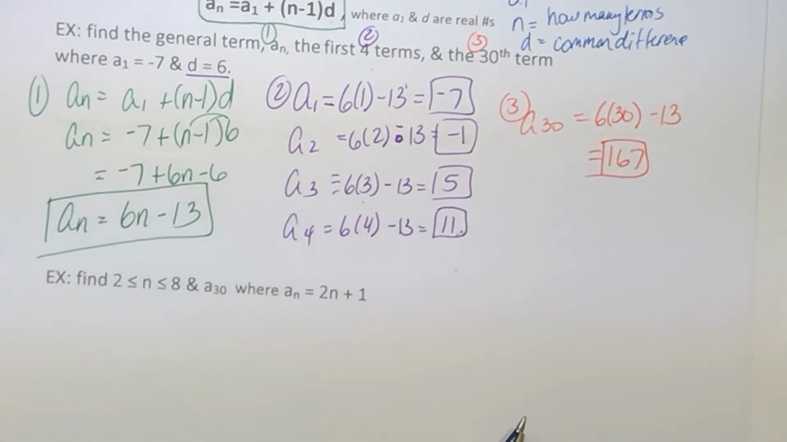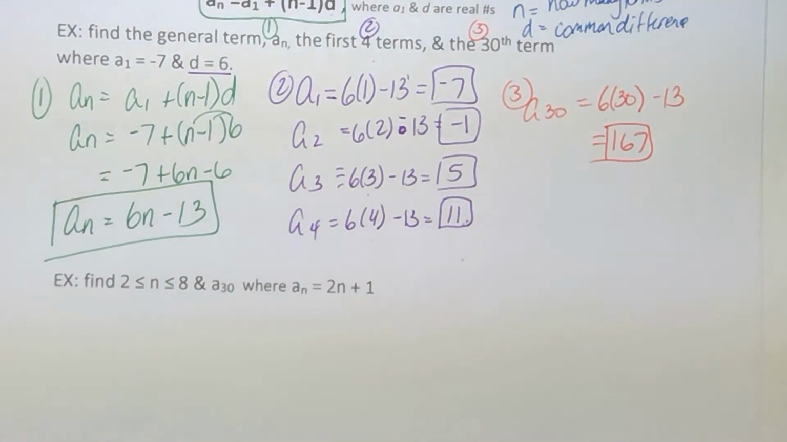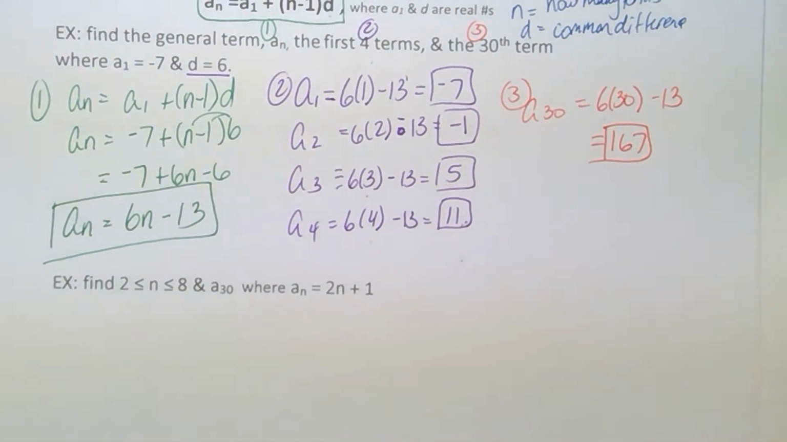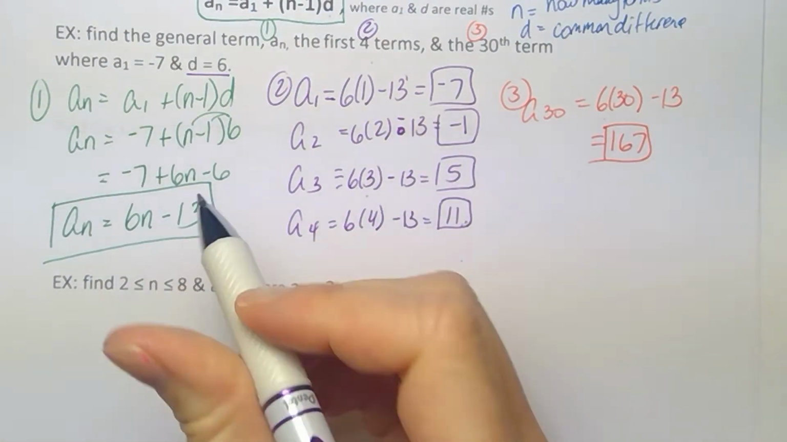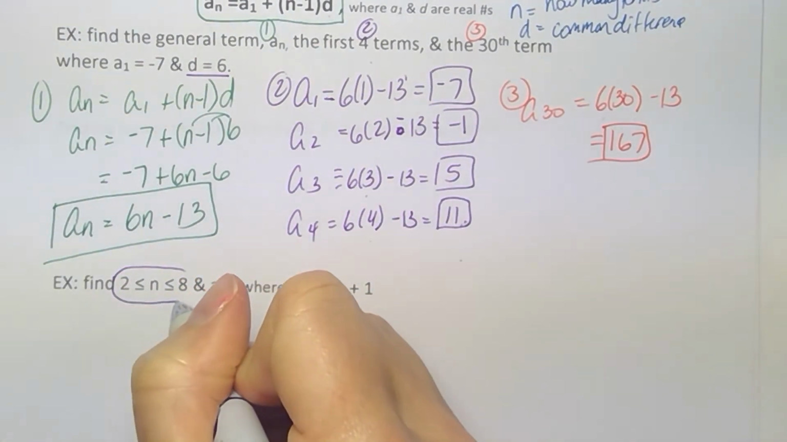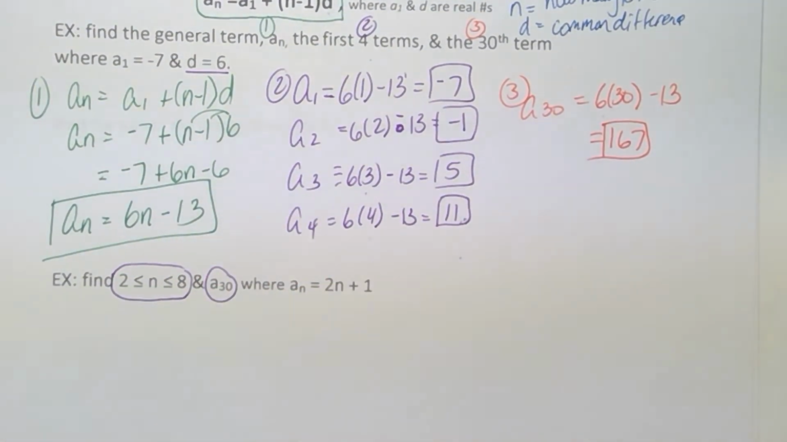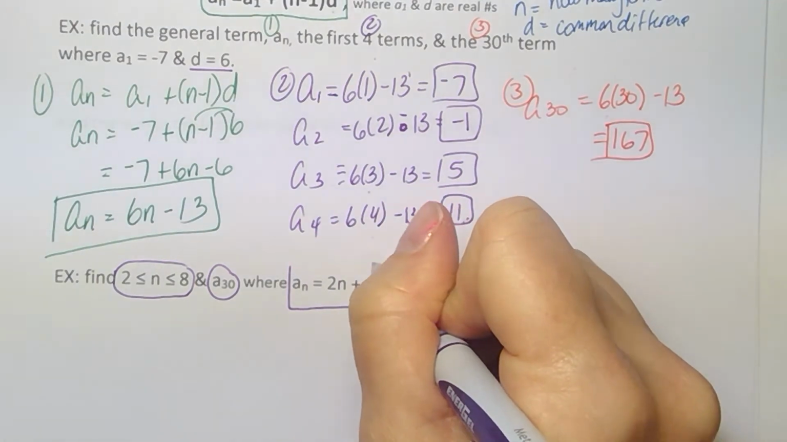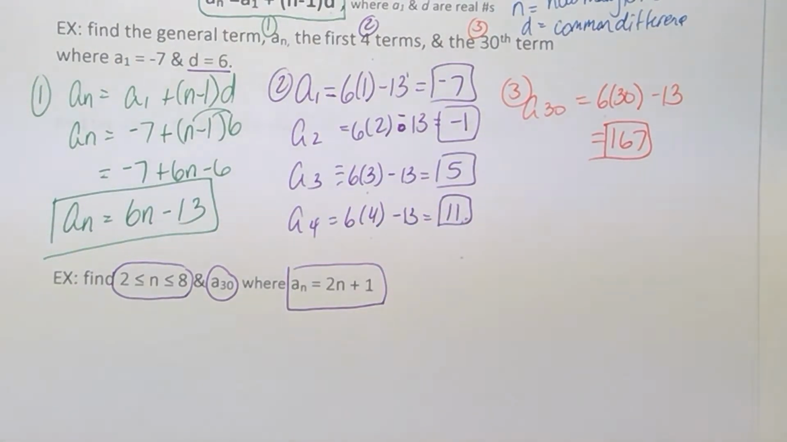Let's do our second example. For this next example, we're given n equals 2 to 8. So we're finding the 2nd to the 8th terms. We're not asked to find the first term. We're not asked to keep going after 8, except we're also asked to find the 30th term. So we're going to find the 2nd to the 8th terms and the 30th term. We're given not the difference and the first term to make that general term, but we're given the general term itself.